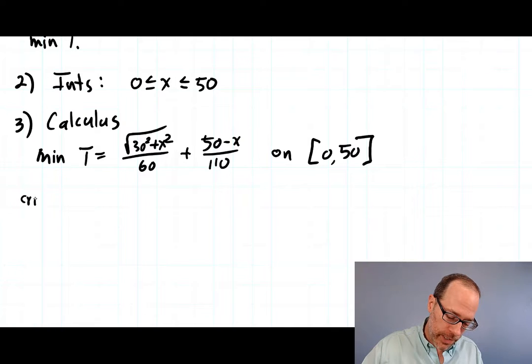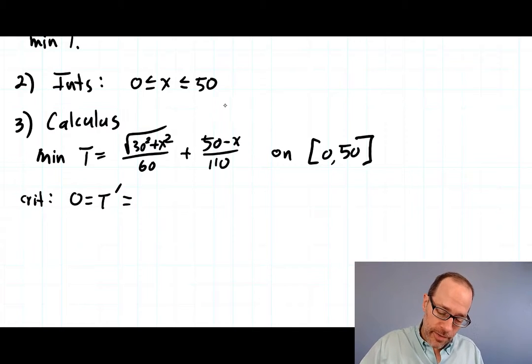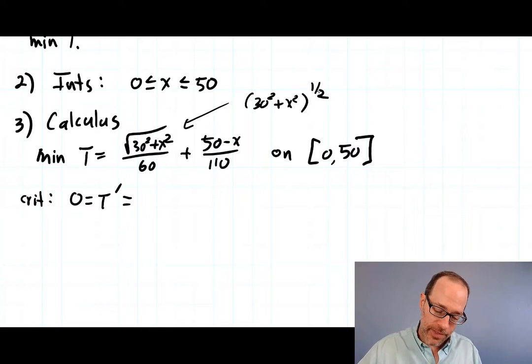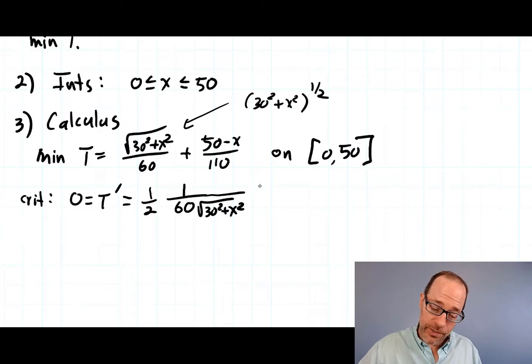So we need the critical points, which means we have to solve 0 equals T prime. And for T prime, thinking of that as (30 squared plus x squared) to the 1/2, the derivative will be 1/2, and then we'll have the 60 in the denominator, and we'll get the square root of 30 squared plus x squared, then times the derivative of the inside, so that'll be 2x. So that's the derivative of the first term. And the derivative of the second term will be 0 minus 1 all over 110.